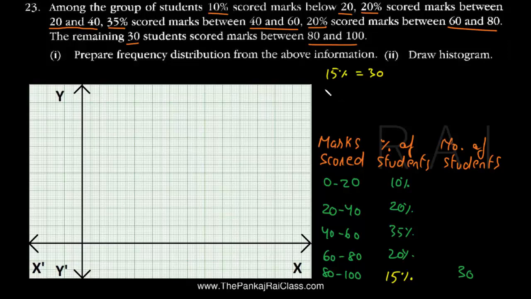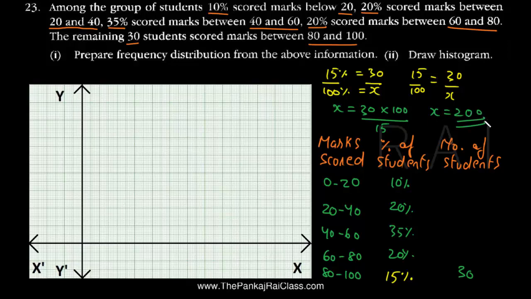So 100% will be equal to, let's say, x students. So we will have 15 upon 100 is equal to 30 upon x. Cross multiplying, we have x is equal to 30 into 100 divided by 15. So 15 and 30 will get cancelled in 2, and 2 times 100 will be 200. So x is equal to 200. So the total number of students is 200.